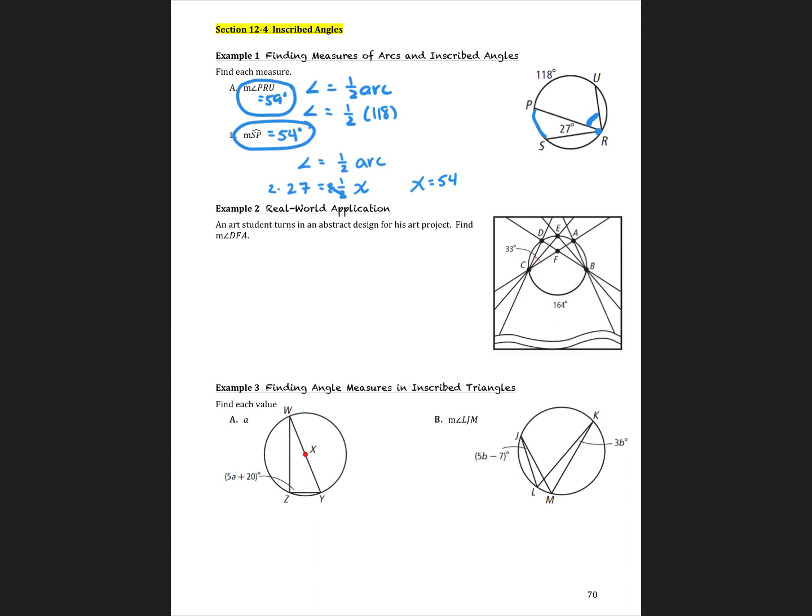And then in example 3 on page 70, this inscribed angle, if you look at the cone it makes, the ice cream is a semicircle. So I know this is 90 degrees. So I would do 5a plus 20 is equal to 90. And you just have to solve for a.